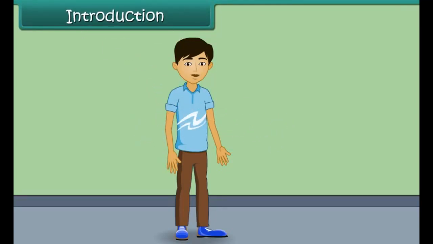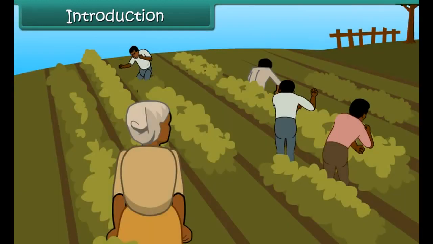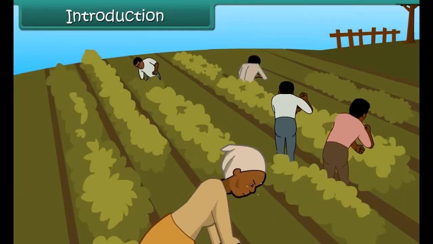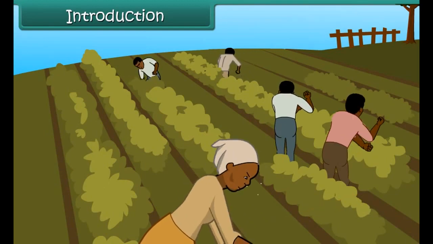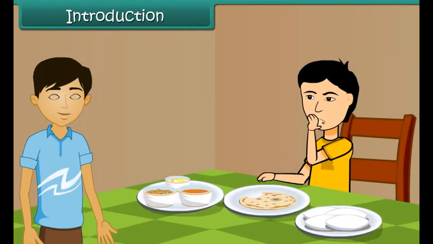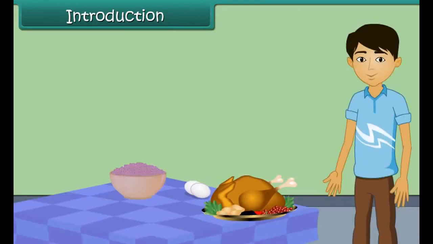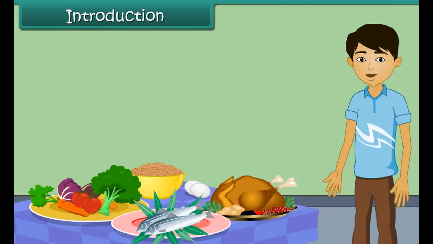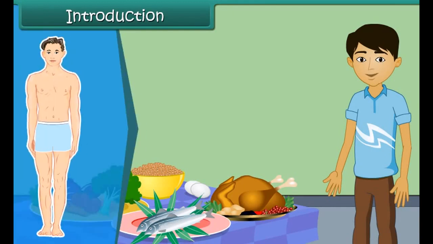Dear friends, you must have seen farmers working in paddy fields. They work all day long. But have you ever wondered where they get that energy to do their work with full enthusiasm? Actually, like us, they also get this energy from the food that they eat. In other words, we can say that food is the main source of energy for our body to perform daily activities. We get our food from both plants and animals.